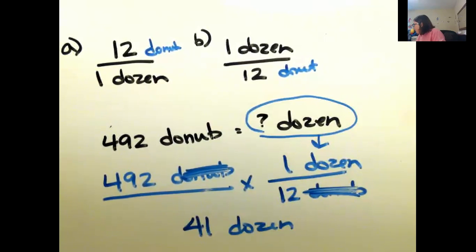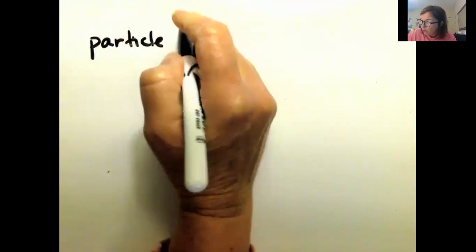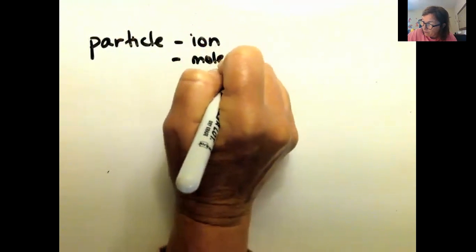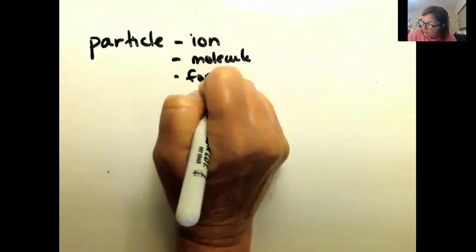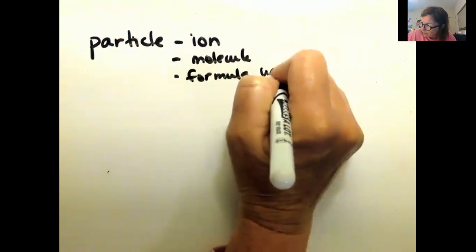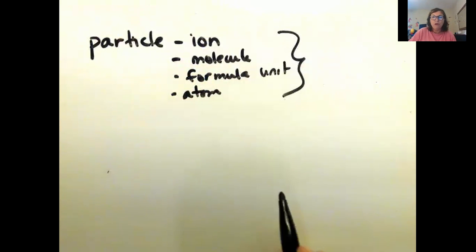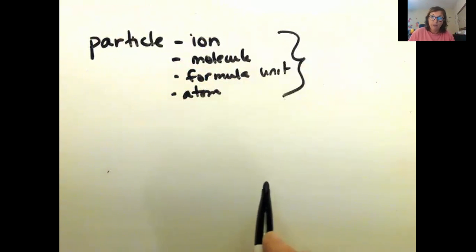But instead of using something you're familiar with like donuts, we're using moles. And moles is just a count, just like a dozen donuts. Maybe not as delicious, but it is just a count. So when we're talking about particles, remember, a particle can be an ion, it can be a molecule, it can be a formula unit, it can be an atom. So whenever you see any of those, you know you're working with particles and particles only.